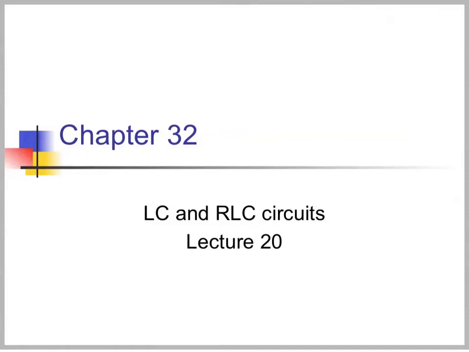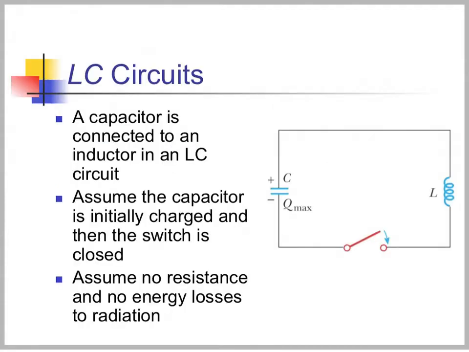This is Physics 2120, Lecture 20, and today we're going to talk about LC circuits and RLC circuits. So an LC circuit is a capacitor connected to an inductor where we have a switch, where we can have a capacitor charged at one point and we close the switch to see what happens in the circuit.